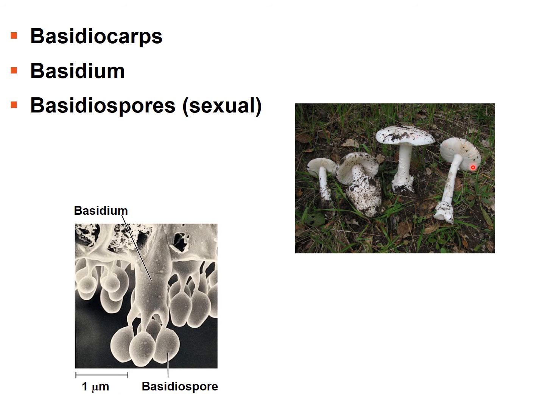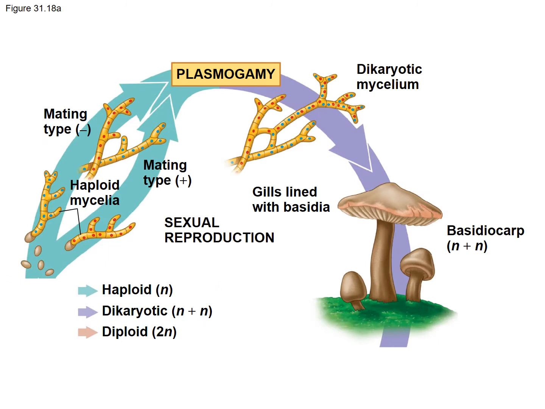The basidiocarp has gills just under the cap of it. The gills are going to contain the basidia, or basidium singular, with the basidiospores attached. This shows a basidium right here, and the basidiospores at the very tops of the basidium. Now let's look at the life cycle. Basidiomycota only participate in sexual reproduction.